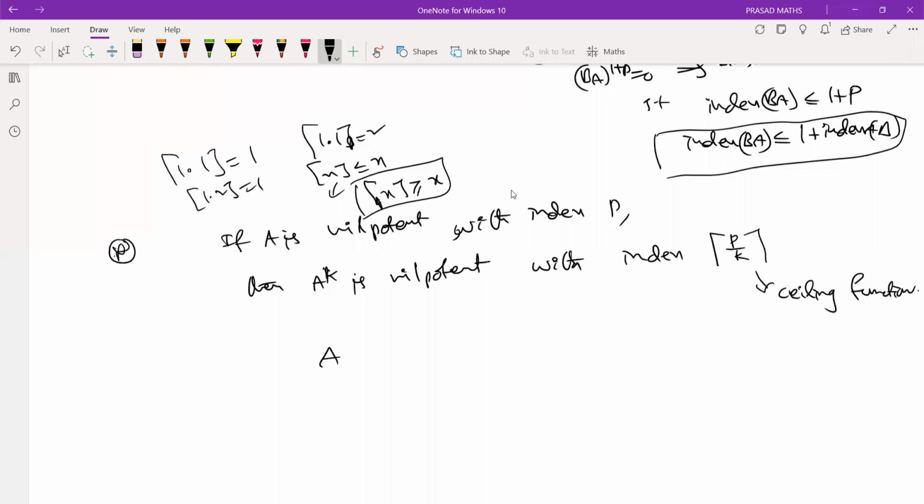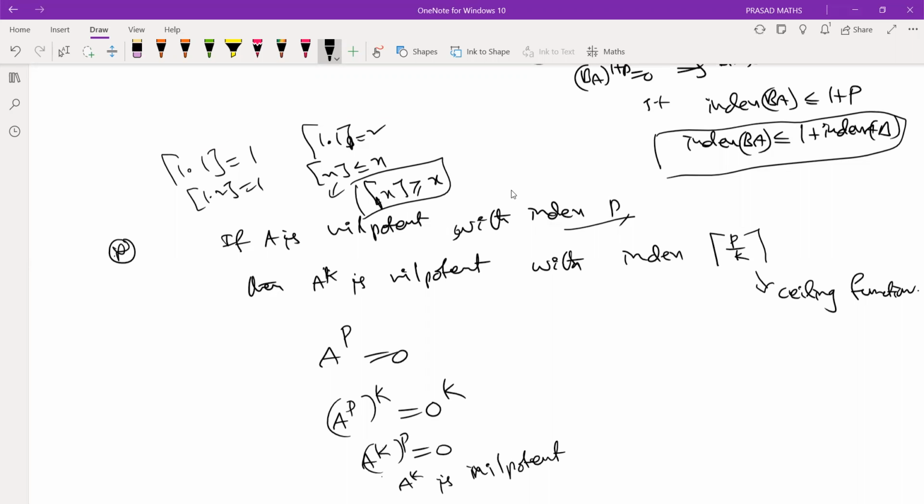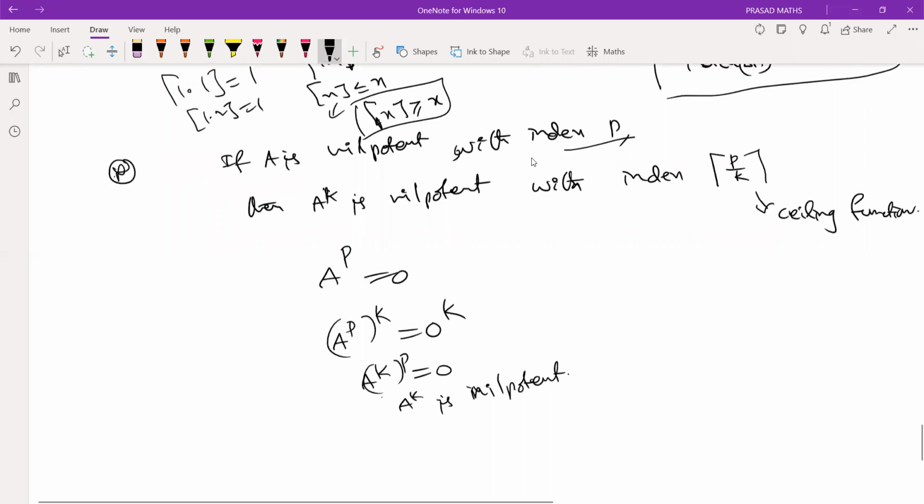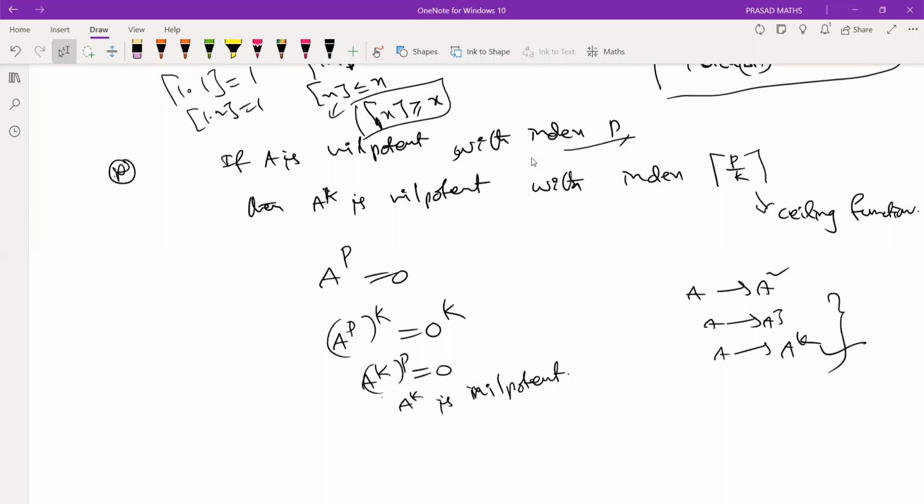So A is nilpotent means what? A is nilpotent with index P. That means A power P is 0. Once you take the power K, (A^P)^K is 0^K. That means A^P into A^P, K times, that means (A^K)^P is equal to 0. (A^K)^P is 0 means A^K is nilpotent. Right? So whenever A is nilpotent, obviously A square is nilpotent. Whenever A is nilpotent, A cube is nilpotent. Whenever A is nilpotent, A power K is also nilpotent.